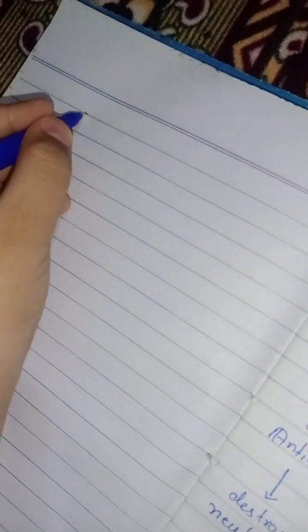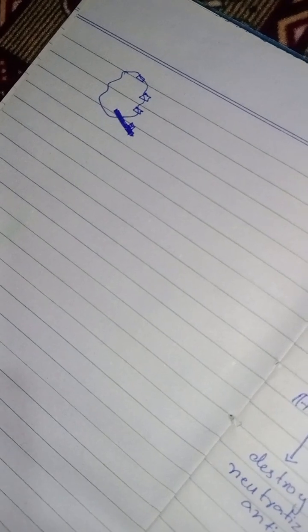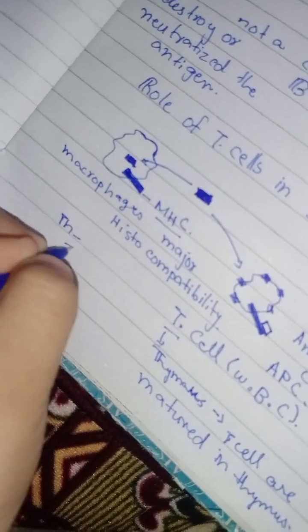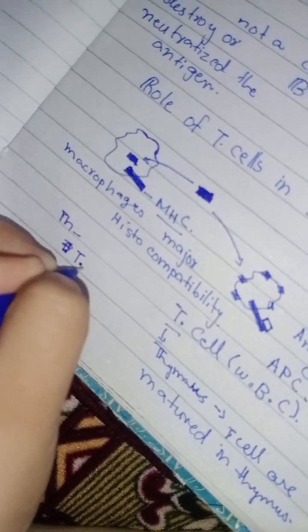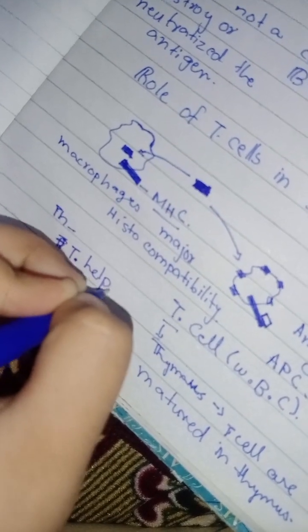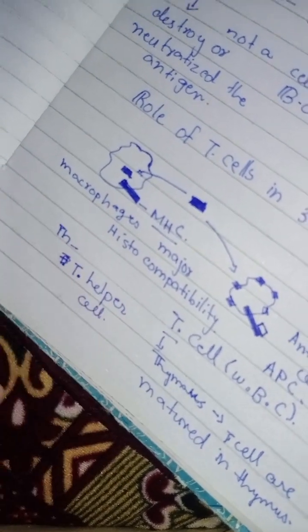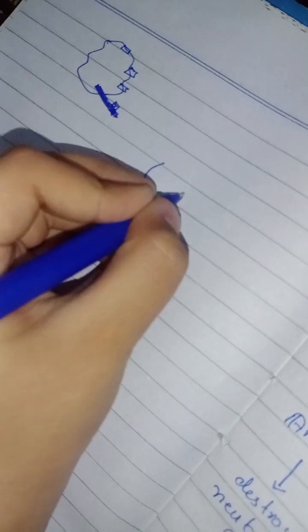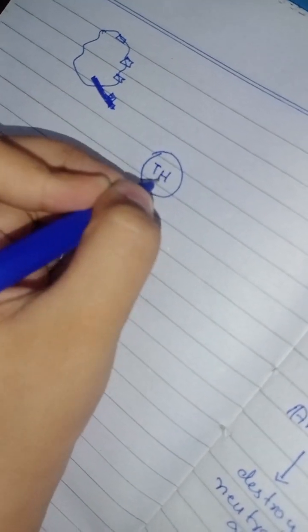Okay, so now let me explain over here. As we had the macrophage, it will present the antigens here on the MHC, which is a protein. Now the T cells are of three types, like we have TH, which is known as the T helper cell. The helper cell will play a major role.